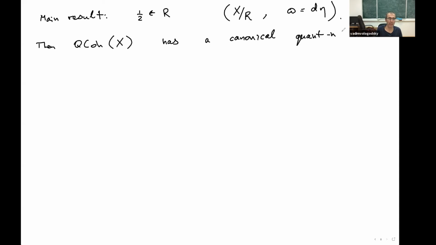Well, what do I mean by a quantization? Well, I explained for you what a deformation of a category is, but what does it have to do with the Poisson structure? Well, the fact, which is due to Lowen and van den Bergh, is that locally every deformation comes from a deformation of an algebra. So it makes sense to say that this deformation of the category is compatible with the Poisson structure. So let's denote this quantization by QCoh(X) canonical.